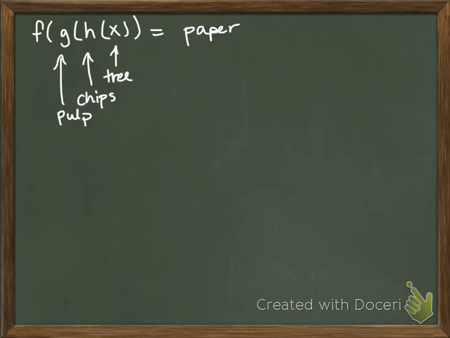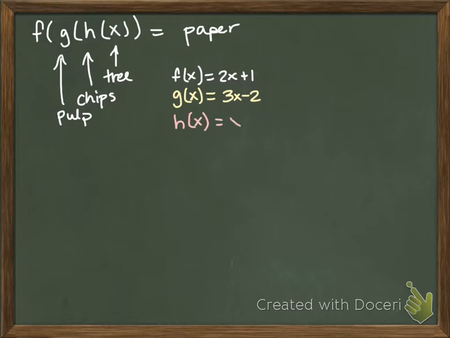So if we were looking at this as math, which, since this is a math class, kind of makes sense: let's say you have f of x equals 2x plus 1. And let's say you have another function g of x, and your g of x is 3x minus 2. And then let's say we have an h of x, and your h of x, let's call that just x plus 4.